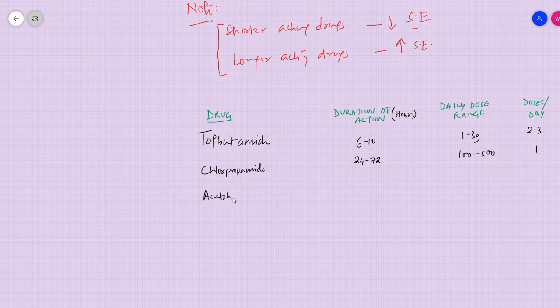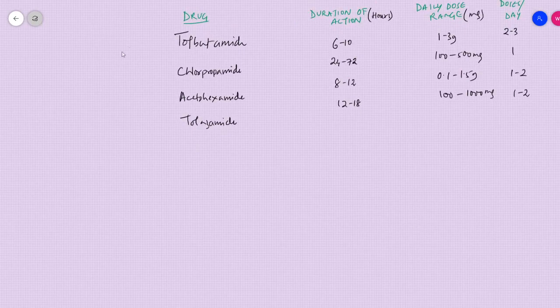Let's look at acetohexamide. This has 8 to 12 hours, and the dose is 0.1 to 1.5 gram. This is more potent, and 1 to 2 doses are given daily. Tolazamide, again 12 to 18 hours, but the dose is 100 to 1000 milligram. Daily dose range, this is all milligram unless mentioned. And tolazamide, again, 1 to 2 doses. So these are all of historical importance. They're not currently very much used in the clinic.